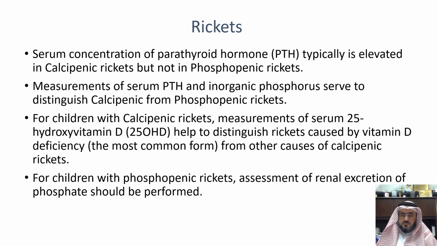1,25-dihydroxyvitamin D is not a routine investigation of rickets, unless we think of inherited rickets. So this child having nutritional rickets, no need to do 1,25-dihydroxyvitamin D. We'll do calcium, phosphate, alkaline phosphatase, parathyroid hormone, and vitamin D level. Vitamin D level means 25-hydroxyvitamin D.